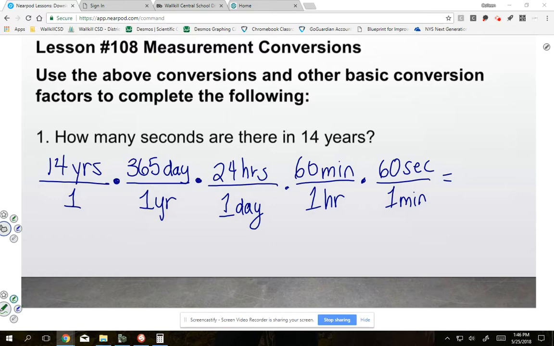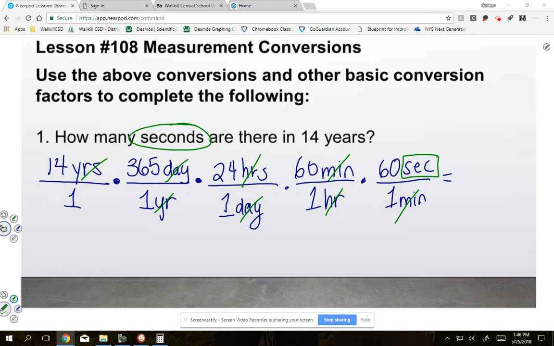Years divided by years is going to cancel. Days divided by days is going to cancel. Hours divided by hours is going to cancel. Minutes divided by minutes is going to cancel. I'm left with seconds, which is what this is telling me to convert it to. Now, it's all a multiplication problem, so we multiply straight across. Notice in the denominator, I have all ones. So do I have to worry about the denominator? No. So just multiply all the numerators together.